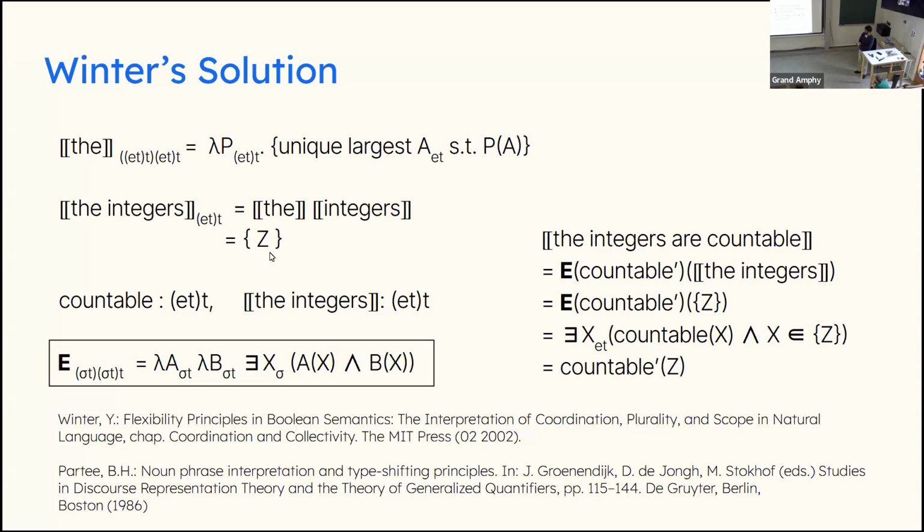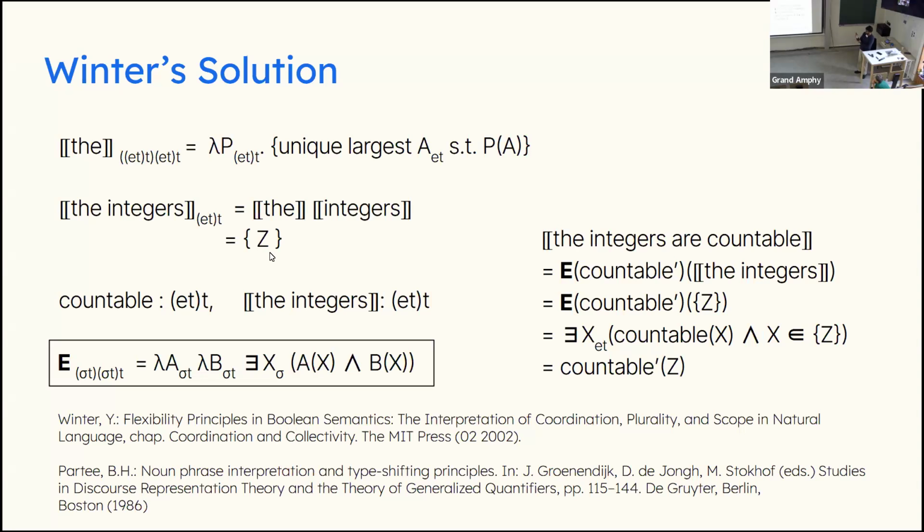And then note that we cannot, as in the previous case, apply the meaning of the integers to the meaning of countable. In this case, we can't do that because both countable and integers have the same type, so they are not in a function argument relation. So we can't just apply one to the other to get the meaning.